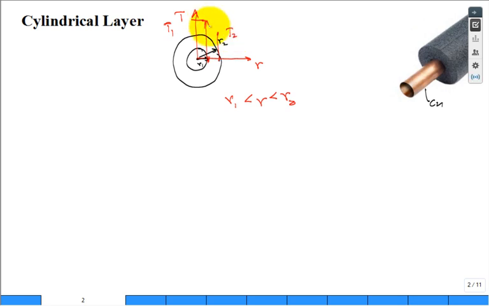And we want to solve for the temperature distribution right in there. What is T as a function of r, r going between r1 and r2? How do you solve for it? Well, we set up the governing differential equation for heat conduction. No heat generation, so q dot is 0. And it's steady state. And so it boils down to 1 over r, derivative with respect to r of r dT/dr, equal to 0.